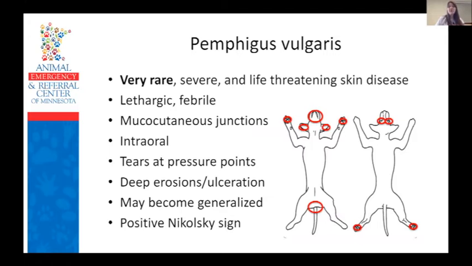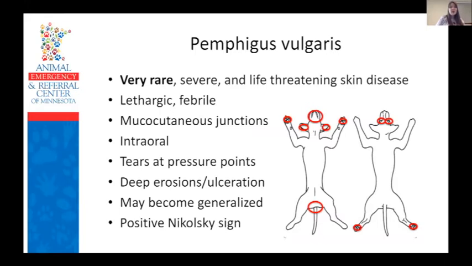These cases feel like crap. They're lethargic, they're febrile, they don't want to eat because they've got lesions in their mouth. They can actually tear at their pressure points, like think of their elbows and their hips. The skin can just tear. Lesions can definitely become generalized.